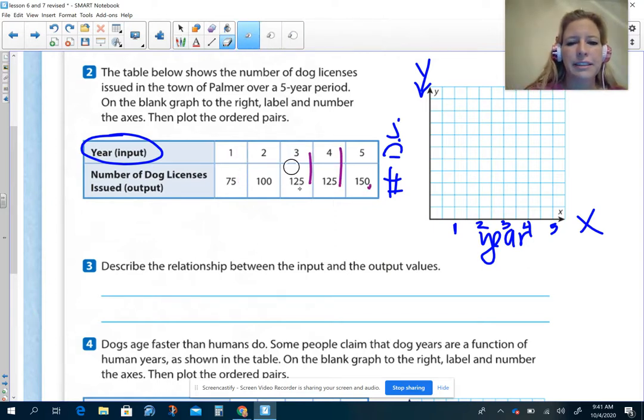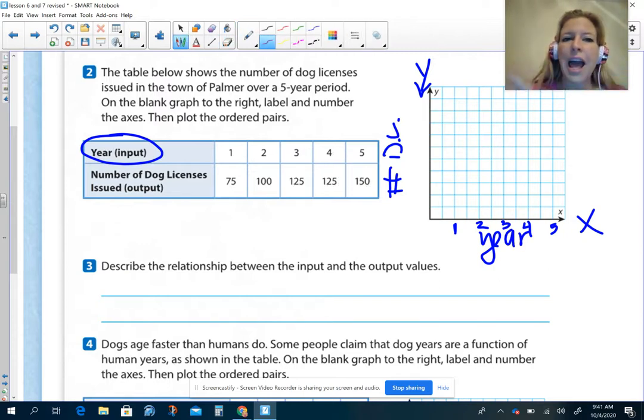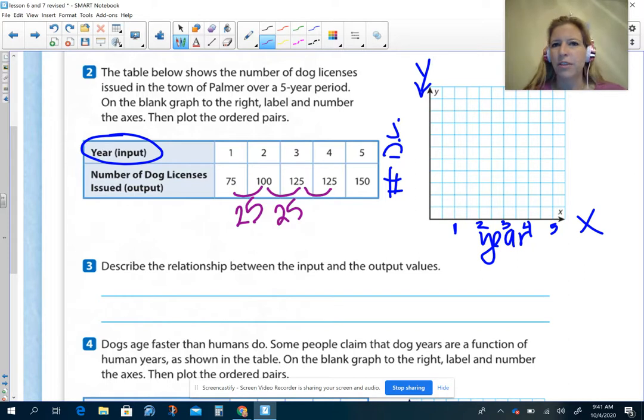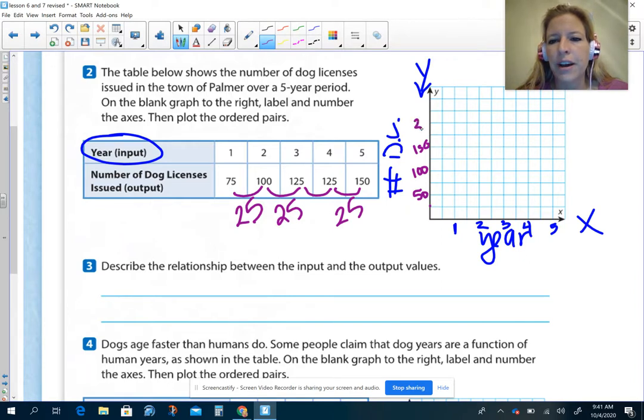So let me ask this. Am I going up by 75? Well, from here to here, how many did I go up? Good. Okay, what about from here to here? How many did I go up? Good, 25. I didn't go up at all, did I? And then, okay, so what I'm probably going to look at is going up by 25s, aren't I? So I'm going to make this one 25. I'm going to make this one 50, 75, 100, 125, 150, 175, 200.